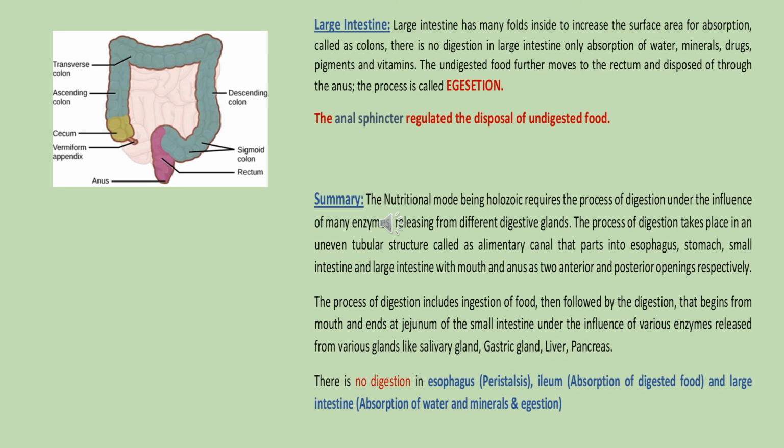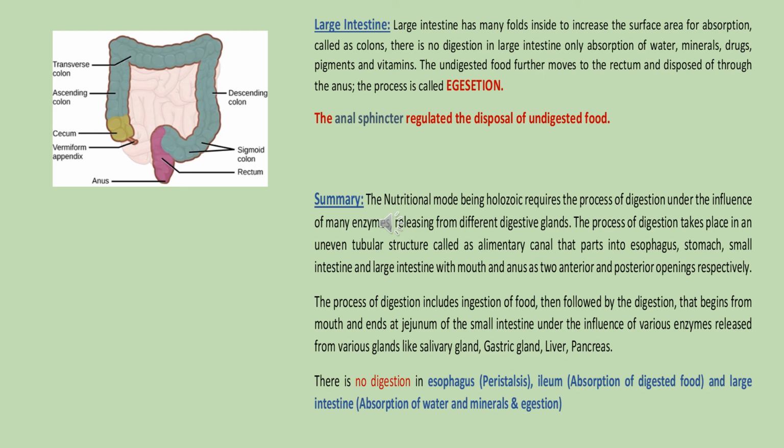The large intestine has many folds inside to increase the surface area for absorption, called colons. There is no digestion in the large intestine, only absorption of water, minerals, drugs, pigments and vitamins takes place there. The undigested food further moves to the rectum and is disposed of through the anus. This process is called egestion. However, the disposal of the undigested part of the food is regulated by a sphincter known as the anal sphincter.